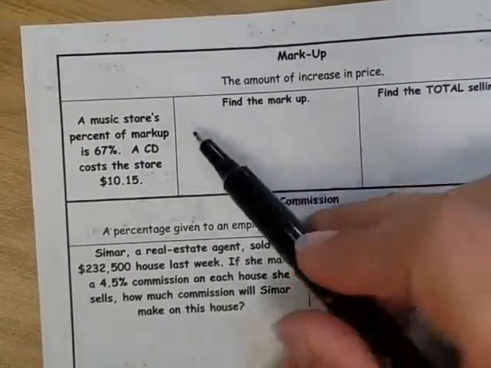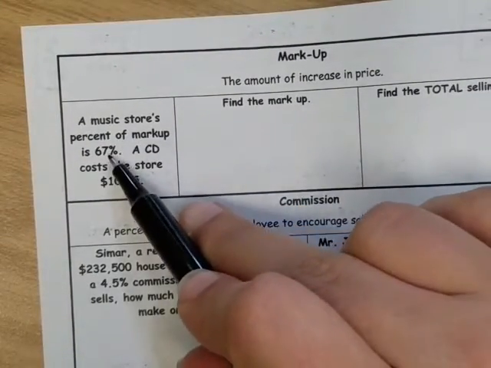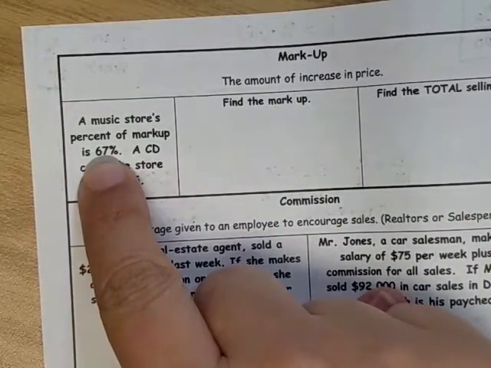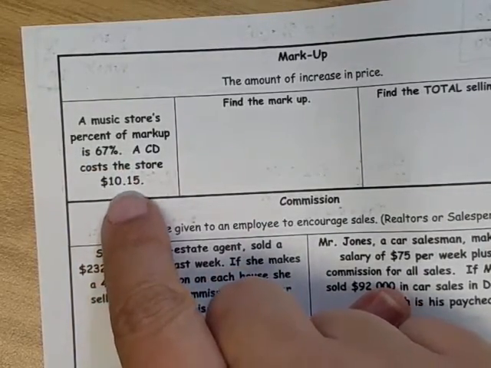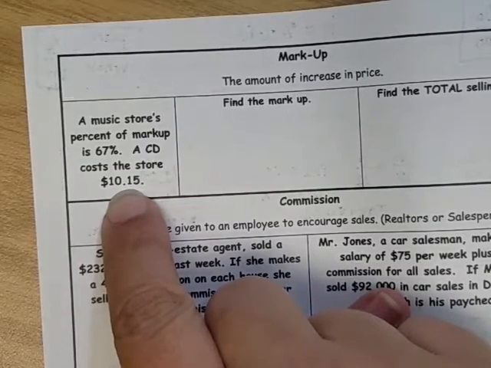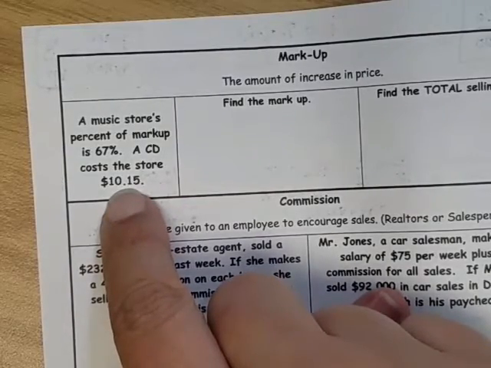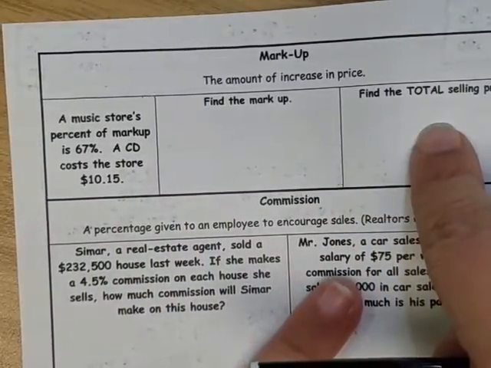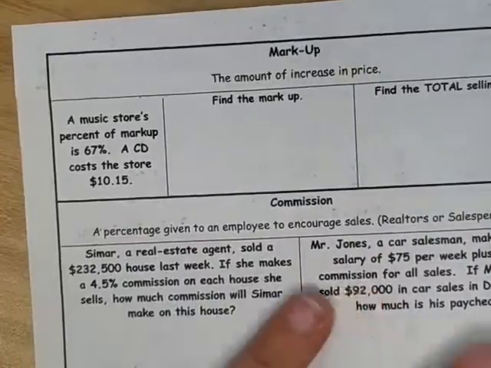So here, a music store's percent markup is 67%. So they're increasing the cost by 67%. The original cost is $10.15, okay? We're going to find 67% of that, and then we're going to add it to the $10.15 to get the new total that the store is going to sell this CD for.